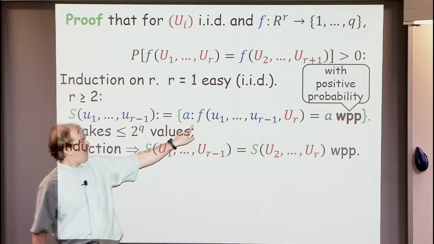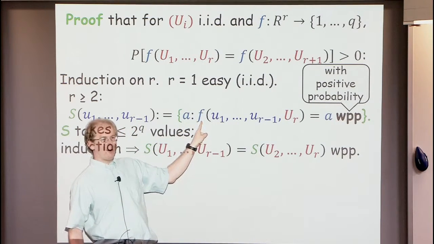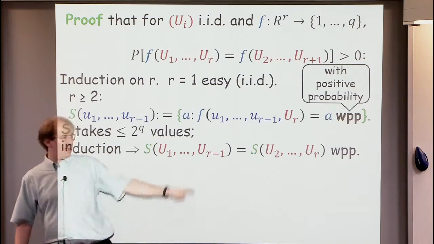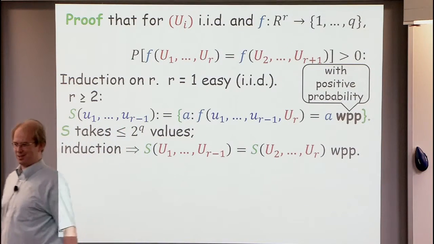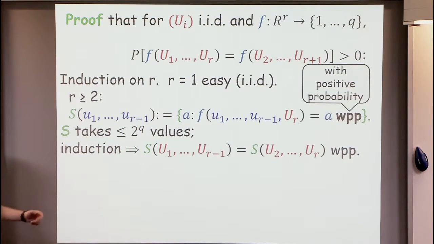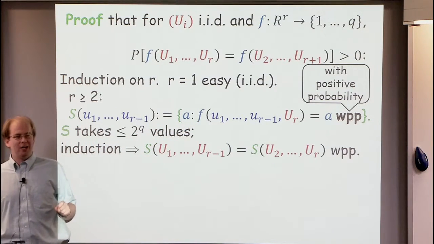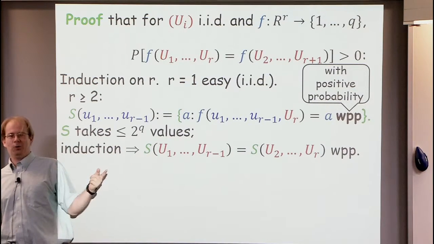So here are my r minus 1 arguments. I look at f. I plug in those r minus 1 numbers that you gave me, and then I let the last argument of f be random, just with the distribution that these things are supposed to have. That gives me, this f is now random. And I look at the values it can take. The values it can take are 1 up to q, but maybe it doesn't take them all with positive probability.